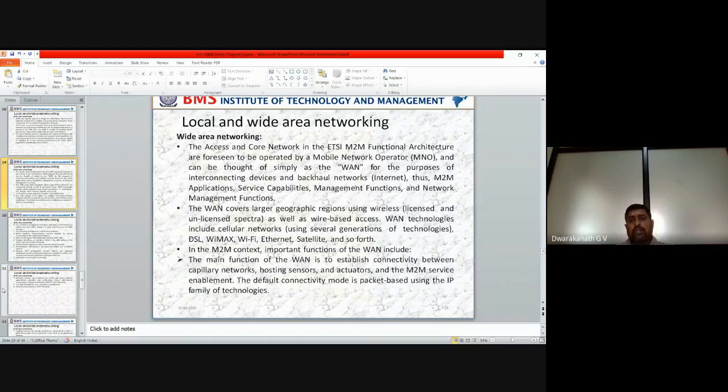Thus, M2M applications, service capabilities, management functions, and network management functions, all these things you must know. Otherwise, you can't architect your functional architectures. When you want to do the functional architecture, first you must know what the backhaul networks will be and what the sub-networks will be. For these sub-networks, what are the connecting devices?